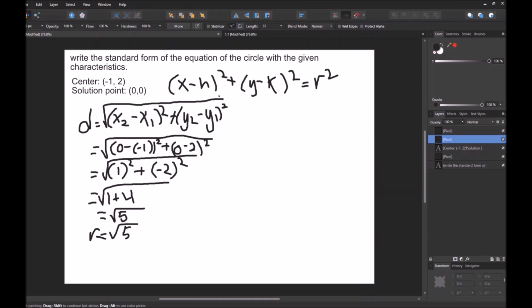Now if we go to write the equation of the circle here, our h is going to be -1, so we're going to write x minus -1 squared plus y minus 2 squared, and we're going to be struggling for room here, equals, I'm going to draw an arrow here and just imagine this being there, root 5 squared.